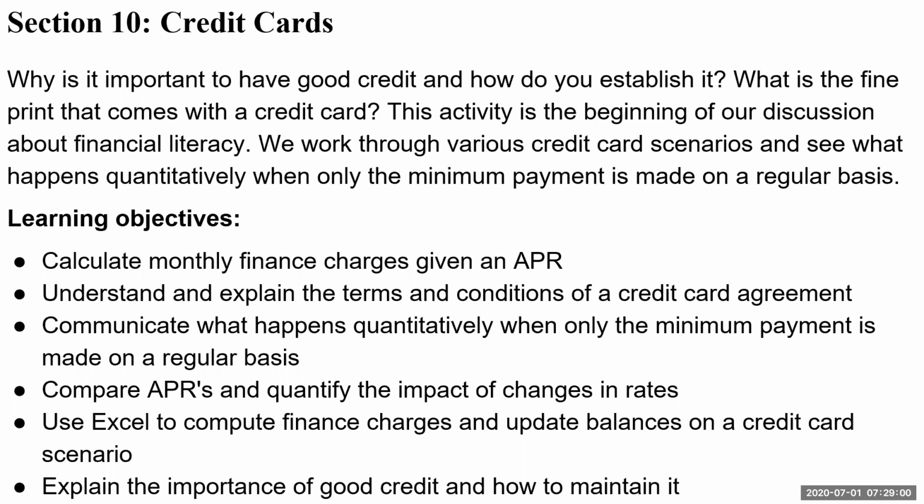Sweet. Now, these are our learning objectives. We're going to look at how you can find the monthly finance charges given an APR, and an APR is the annual percentage rate. We will understand and explain the terms and conditions of a credit card agreement, and communicate what happens quantitatively when only the minimum payment is made. Then we're going to compare different APRs and quantify the impact of changes in rates. And as we have always done, we will look at how we can use Excel to do the calculations.